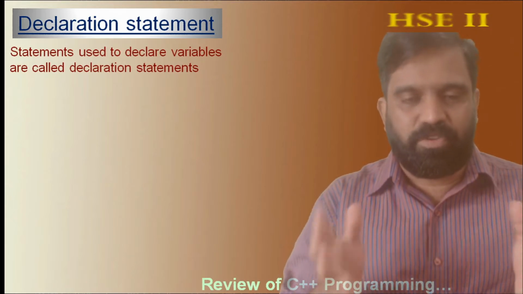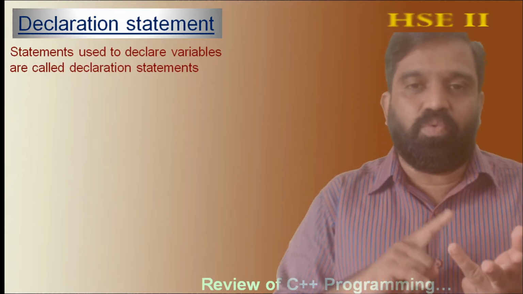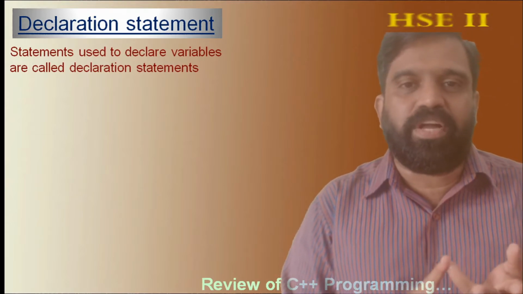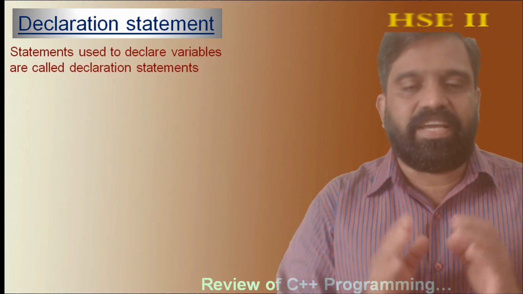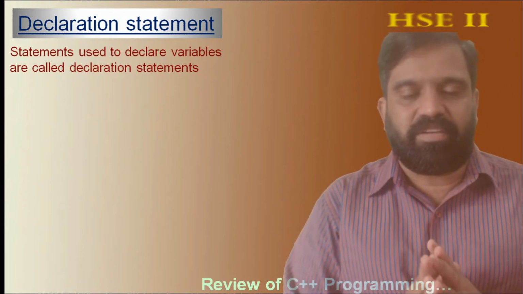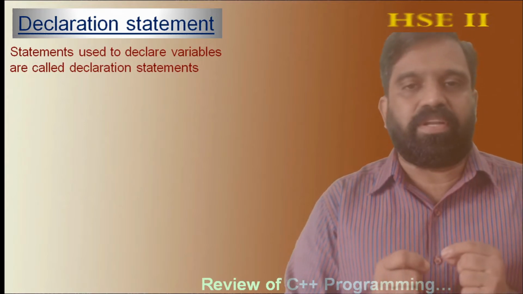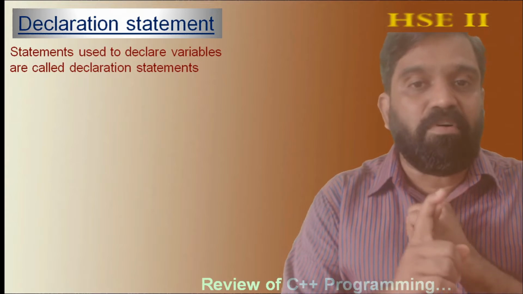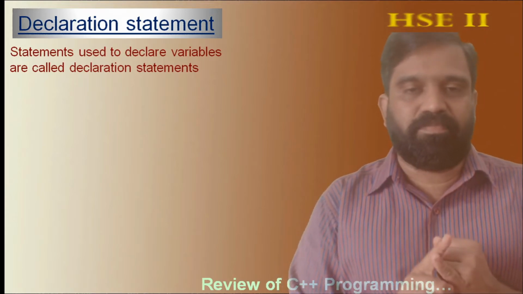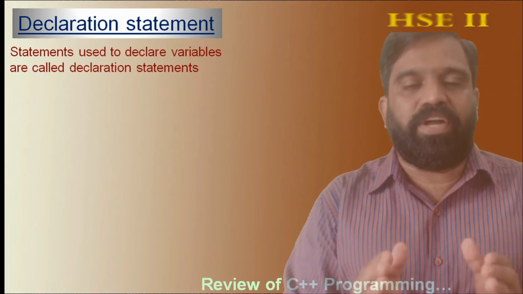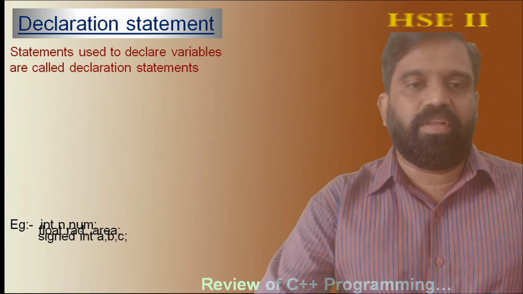Means we have to say in advance the name of the variable and what type of data will be stored in the variable. That statement is known as a declaration statement. That is why when we are declaring a variable, we have to say the name of the variable as well as the type of the variable, that is, what type of data will be stored in that particular memory location.